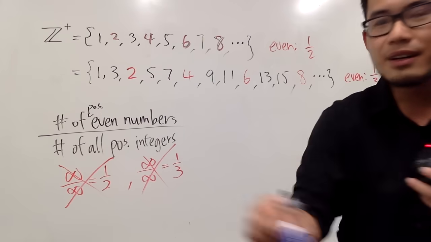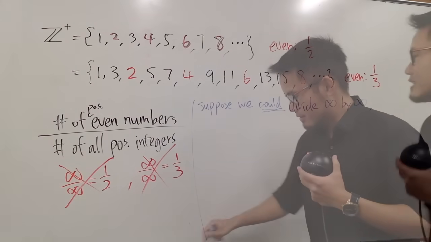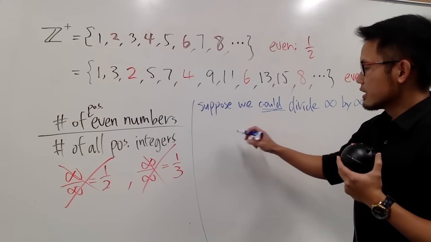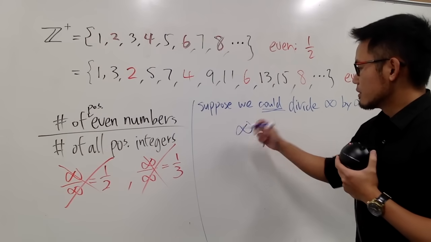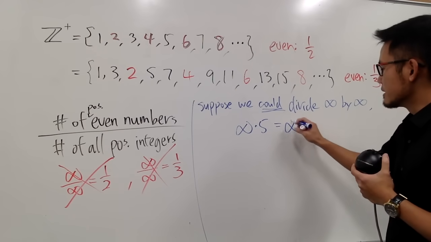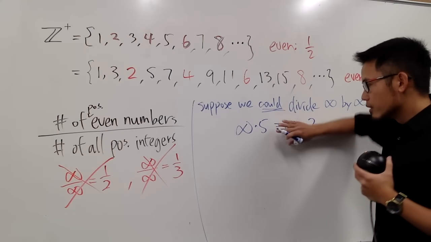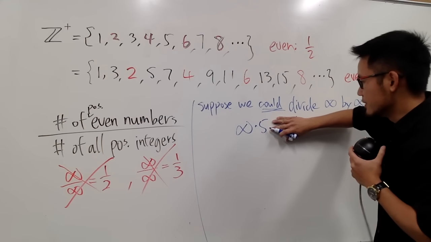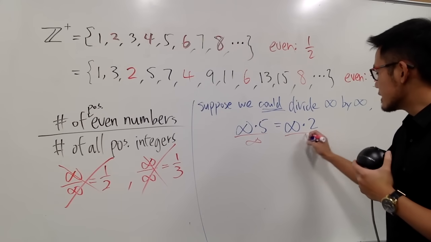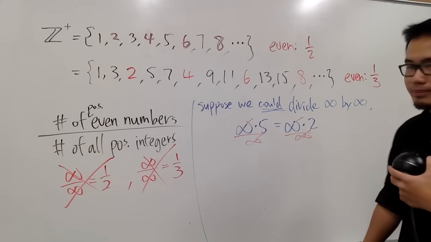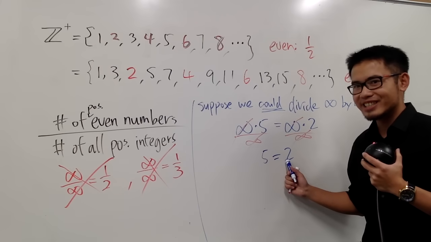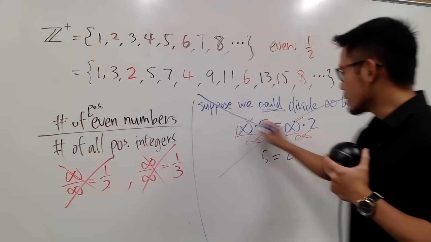Well, if this is still not clear, let me show you with my blue pen right here. Suppose we could divide infinity by infinity, and here's the deal. Check this out. I hope you can agree with me that when I have infinity times 5, this is still infinity, right? But this is the same as saying infinity times 2. Infinity times 5 is infinity. Likewise, infinity times 2 is also infinity. Well, if I divide both sides by infinity, if I cancel this out like this, I will end up with 5 is equal to 2. And you see, this is definitely not correct, right? So this is not possible.